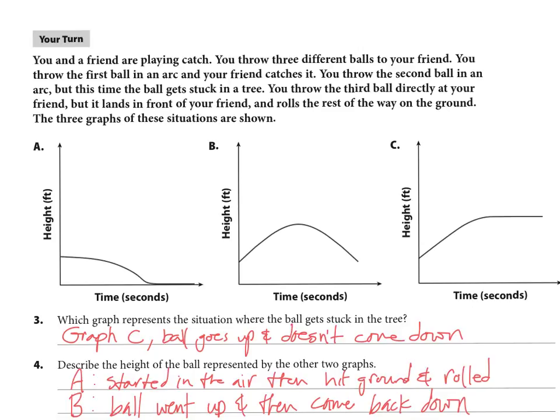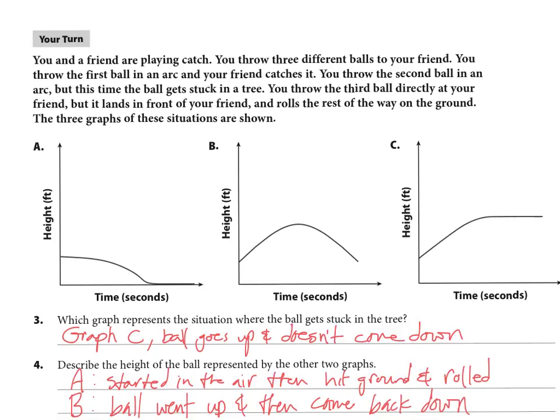Okay, so question 3, which graph represents the situation where the ball gets stuck in the tree? Everybody should have put graph C. Because if it gets stuck in the tree, the ball goes up, but never comes back down. So the height just stays up there.